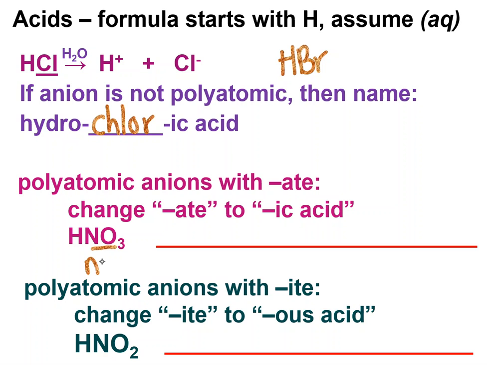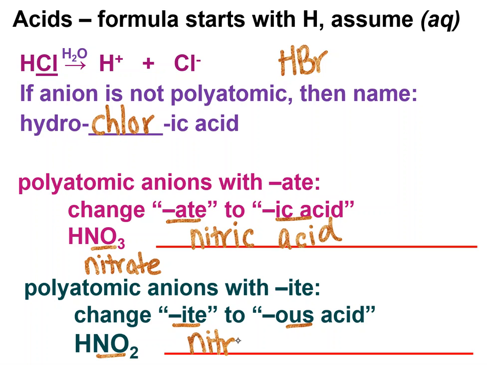Okay, with polyatomic anions, for example, this one has a polyatomic ion, and so NO3 is nitrate, and the rule is ate goes to ic, so we take off the ate, add ic, and of course we put the word acid. So nitric acid. This one is nitrite, ite to us, so nitrite becomes nitrous acid.